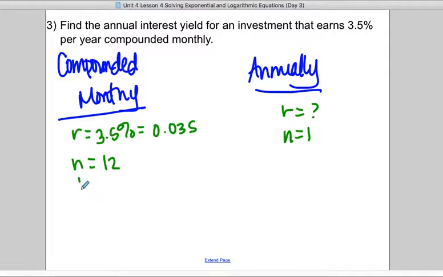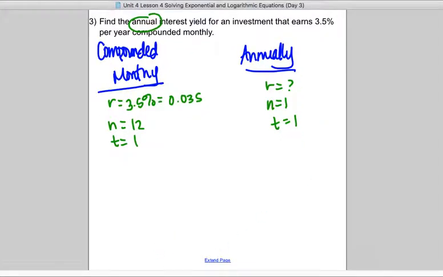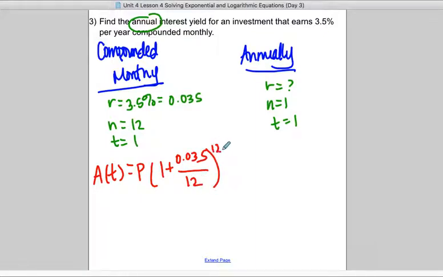And let's see, what else do I know? My time. We're going to talk about annually, so we're just going to compare it to 1 year. It doesn't matter what our principal is. So for this one, we'll have A of t equals P times 1 plus our rate, 0.035, divided by 12 to the 12 times 1. That is for compounded monthly. Now we got to write it out for annually. We'll have P, and then it's going to be 1 plus, we don't know our rate, over 1, because it's 1 time a year, to the 1 times 1.